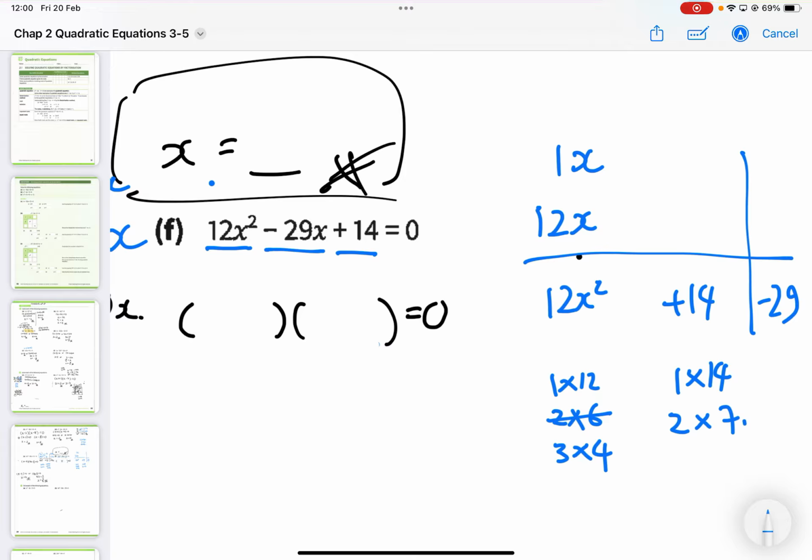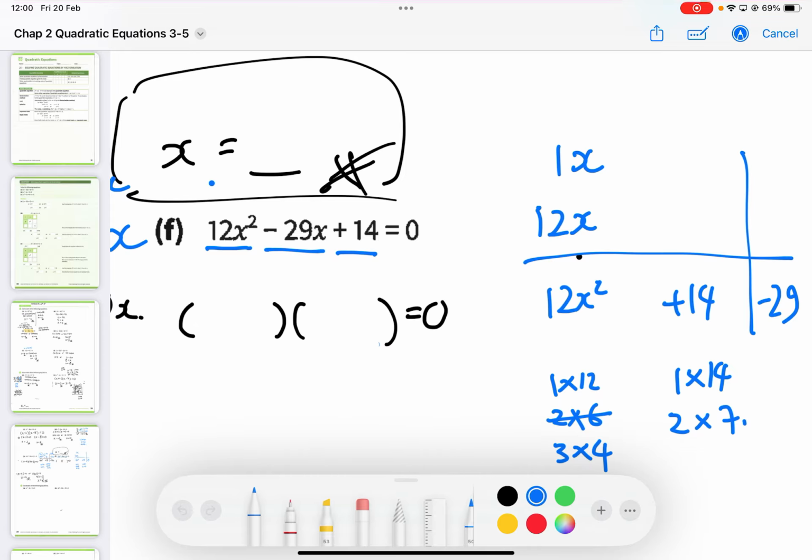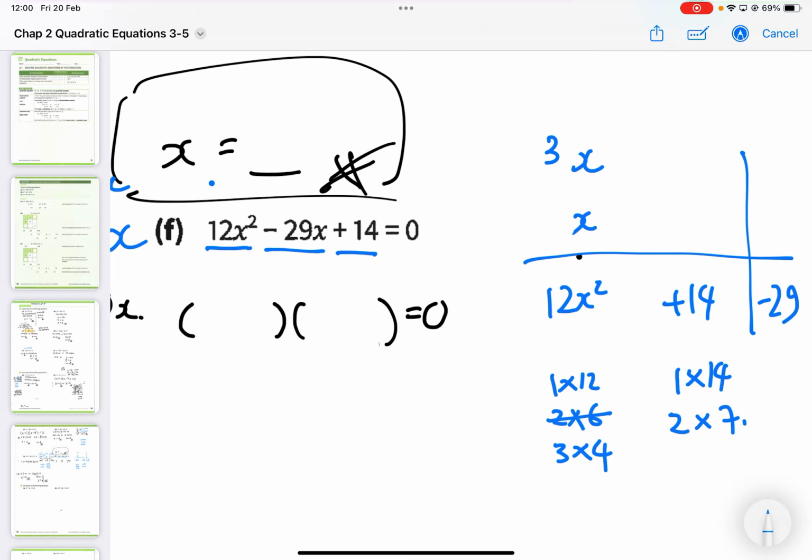Then I try 2 and 7. 2 times 12 is 24. Then 7. 24 and 7 also cannot make 29. If I change to 7 times 12, also too big already. Then I know 1 and 12 cannot already. So I will try the next combination. Okay? 1 and 12 cannot. Then I go and try 3 and 4.